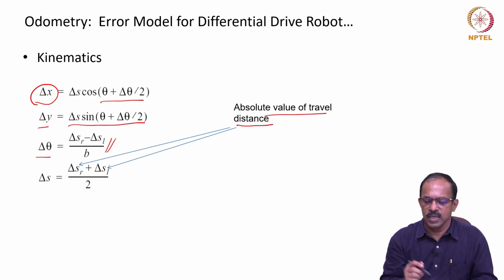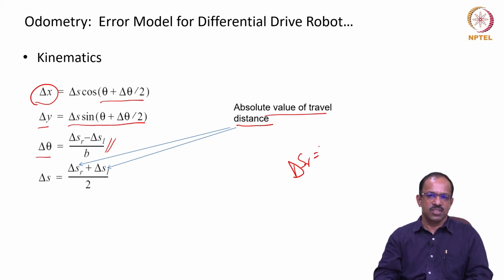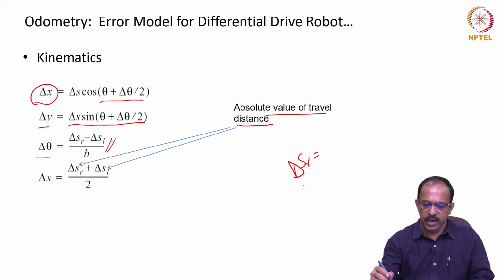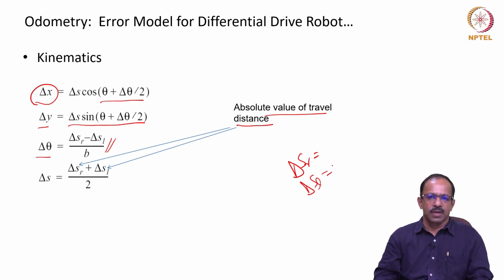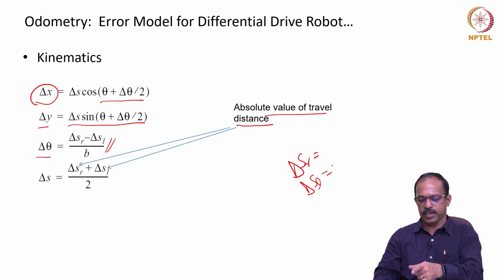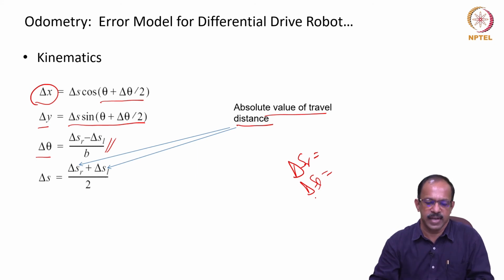So, we assume that delta SR is the wheel travel distance for the right wheel, and delta SL is the distance traveled by the left wheel, and that is obtained from the encoders. We use the encoder to get the wheel speed, because it is a differential drive robot. Theta is controlled by the two wheels. So, when there is a variation in delta SR and delta SL, we will also have a delta theta.